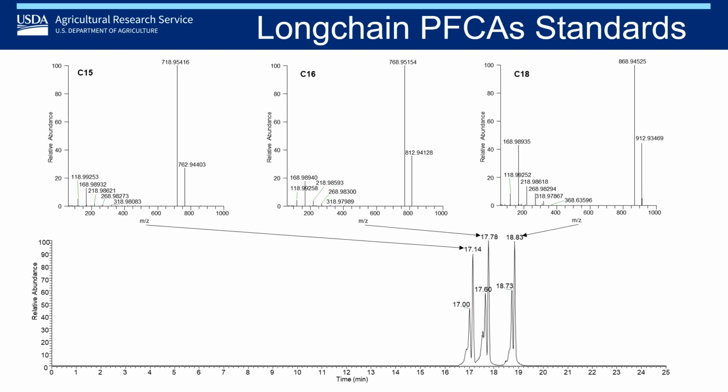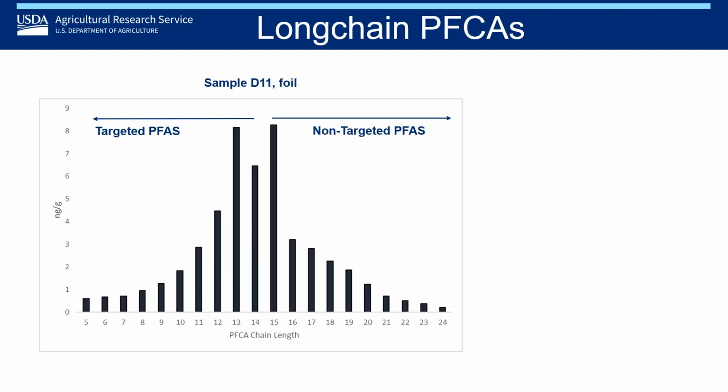When we combine our non-target data with the targeted data, we see all the way from C5, a 5 carbon chain, to 24 carbons long. Every one in between has a quantifiable and measurable amount in this foil sample. The most interesting thing we saw was the final 2, the C23 and C24. Not only have they never been measured in food contact materials before, the only other place we could find them being measured was in ski wax.